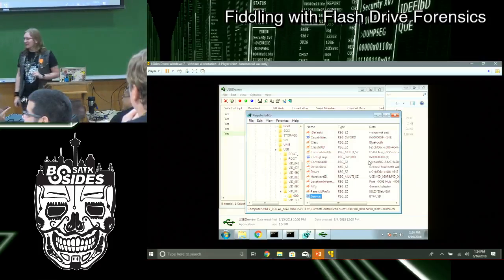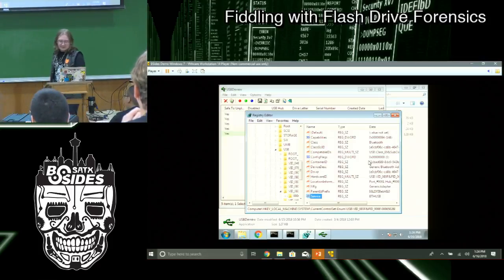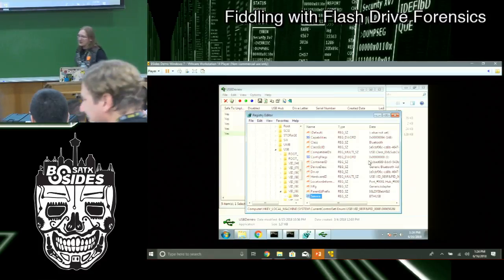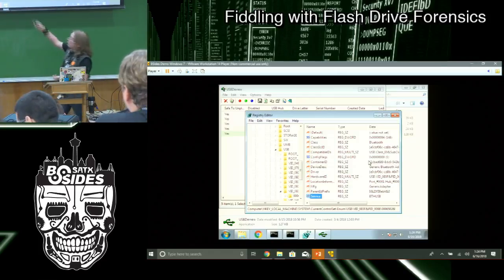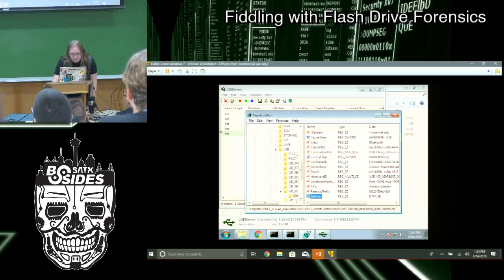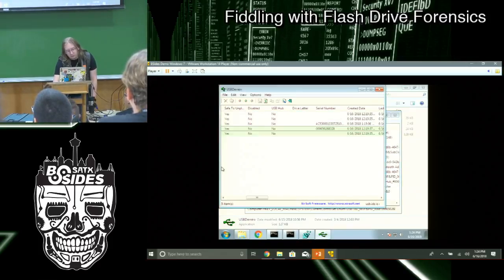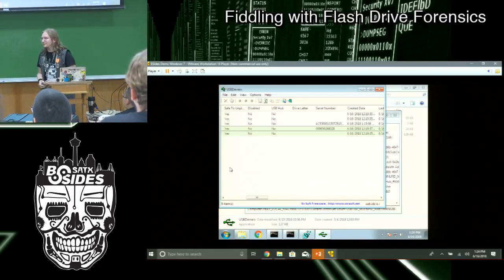What's the last USB you plugged into that? The last USB I plugged into this is from this wireless presenter. It doesn't show up as a storage device, so we wouldn't see it in this list here.